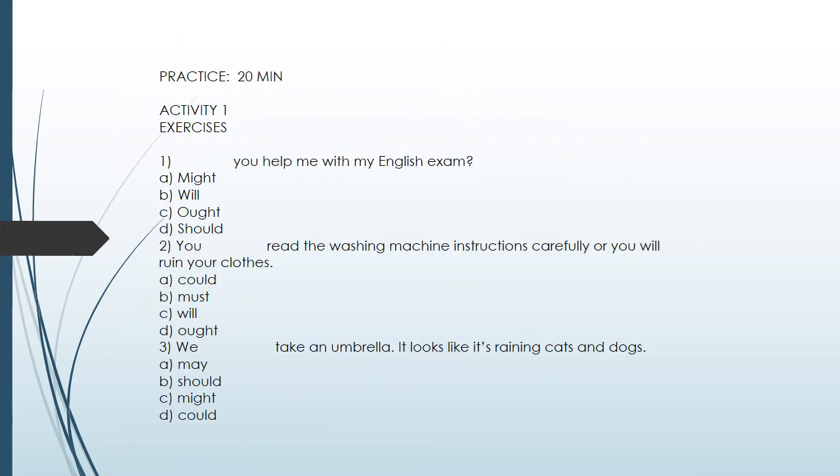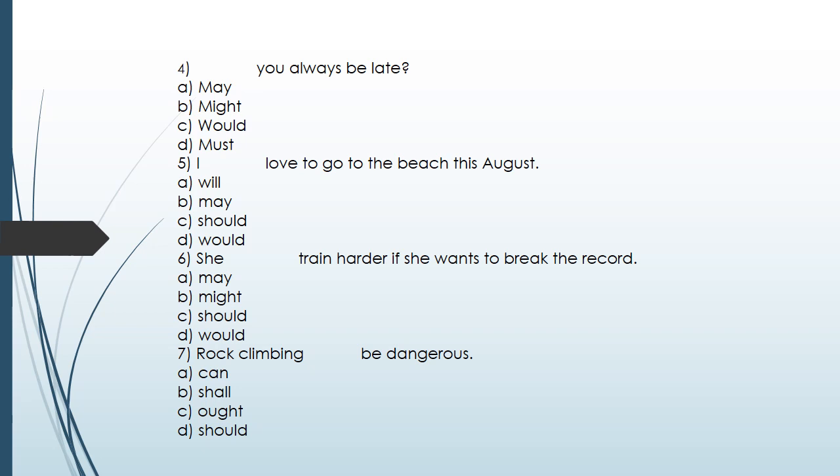And the practice, activity 1, exercise, okay. The first, will, okay. Will you help me with my English exam? The second, you must, okay. Choose: I should, must, read the washing machine instruction carefully or you will ruin your clothes, okay. The 3, we should, okay, we should take an umbrella. It looks like it is raining cats and dogs, okay. And the 4, may you always be late. In fact, I would love to go to the beach this August, okay.